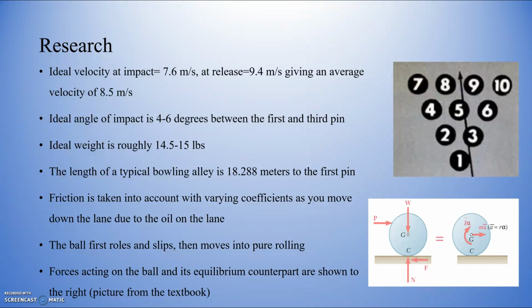The length of a typical bowling alley is 60 feet or 18.288 meters, and that's to the first pin. Friction is also taken into account with varying coefficients as you move down the lane because the lane is oiled. The ball first rolls and slides and then moves into pure rolling when it hits the pin. Forces acting on the ball and its equilibrium counterpart are shown to the right.